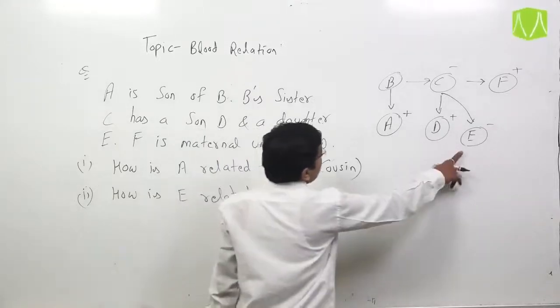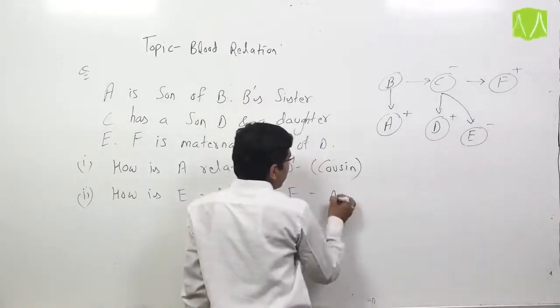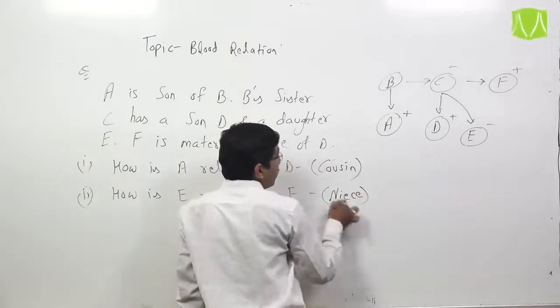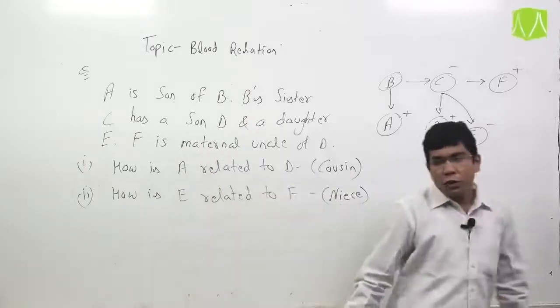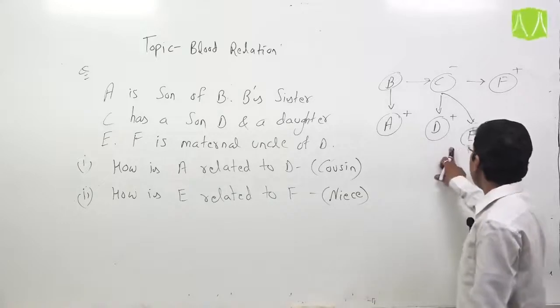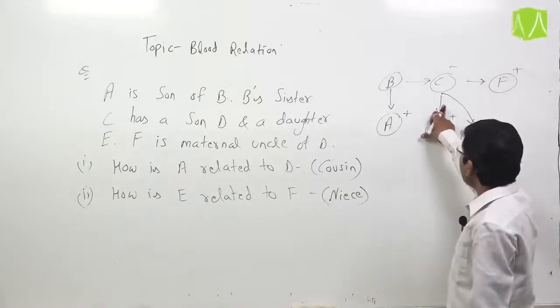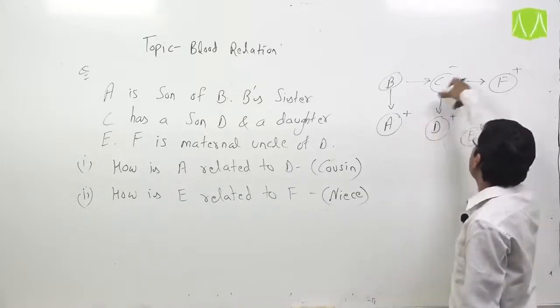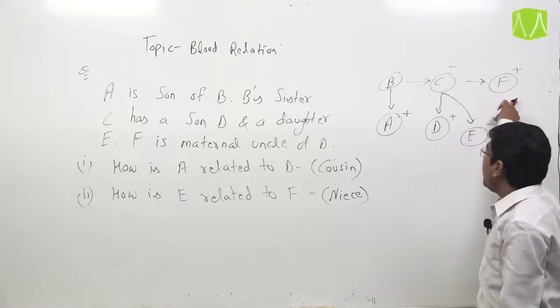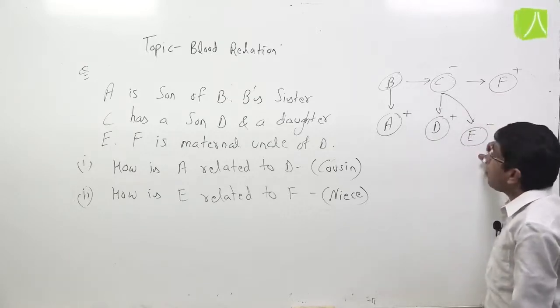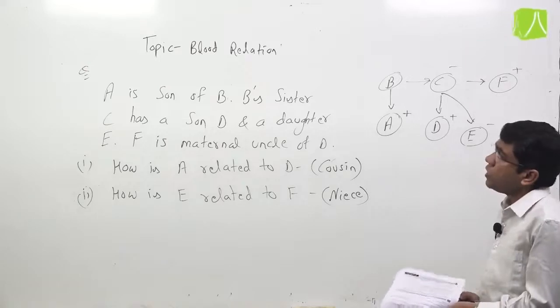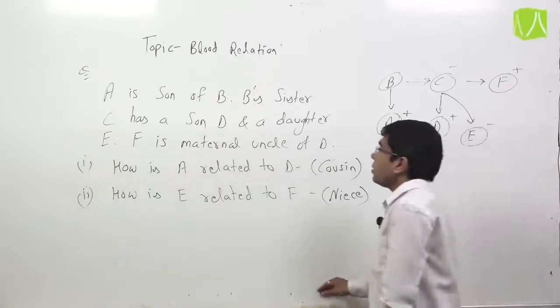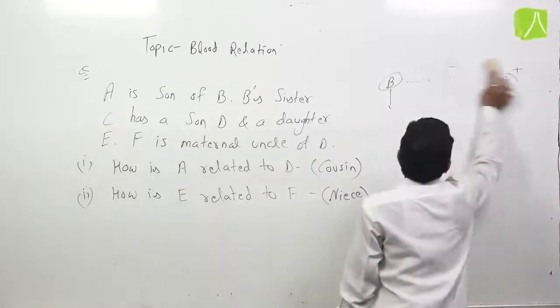And second, how is E related to F? According to the question, E is the niece of F, because E is the daughter of C and C is the sister of F. So we can say that E is the niece of F. This question is based on the family based diagram. Now take next example.